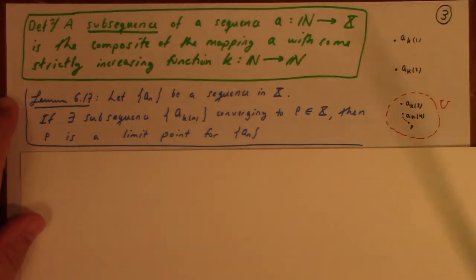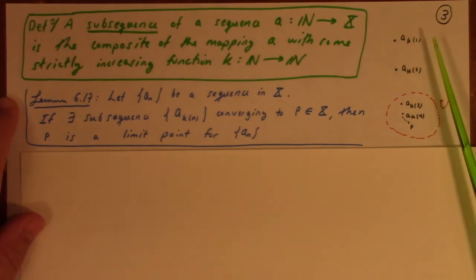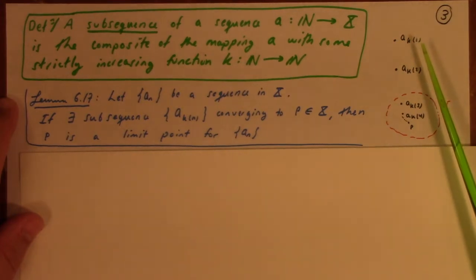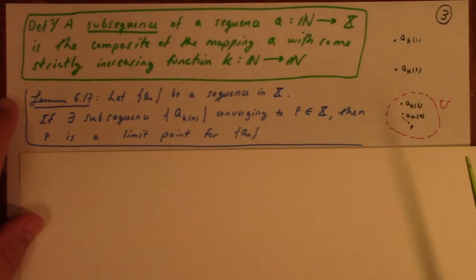So, because you can have the classic (-1)^n. It's got two limit points, right? 1 and -1. Of course, the constant subsequence 1 limits to 1. The constant subsequence -1 limits to -1. So you have two limit points for the (-1)^n sequence, which of course is not convergent, even though it does have two limit points.